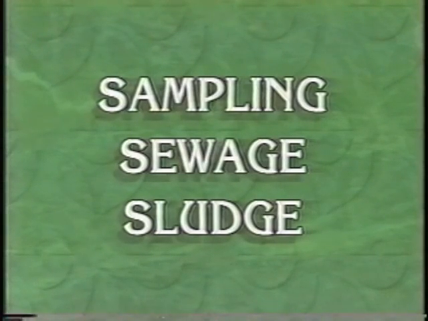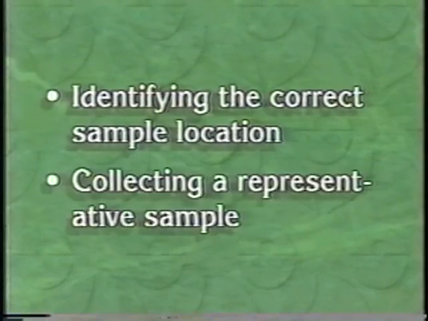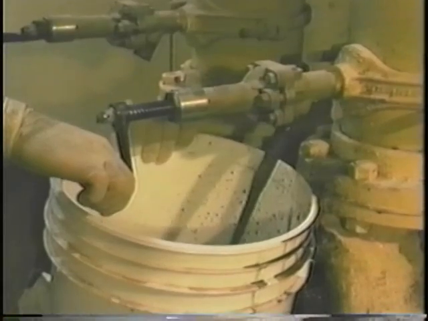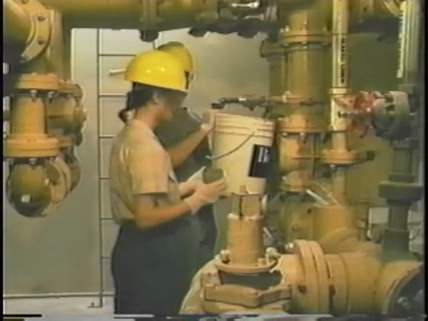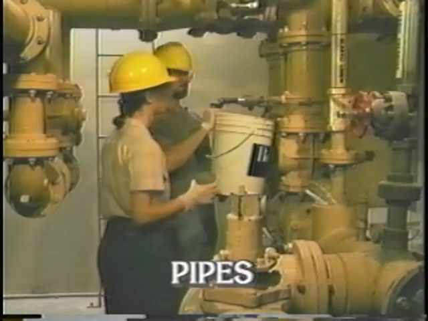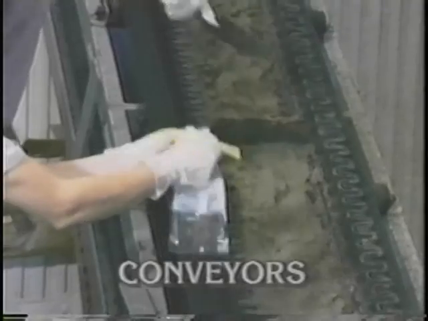Throughout these demonstrations, we will focus on two important sludge sampling challenges: identifying the correct sample location and collecting a representative sample. Because there is a wide variety of sludge processing methods, you may be sampling a liquid or solid material from several types of sampling locations, including pipes, conveyor belts, and piles.